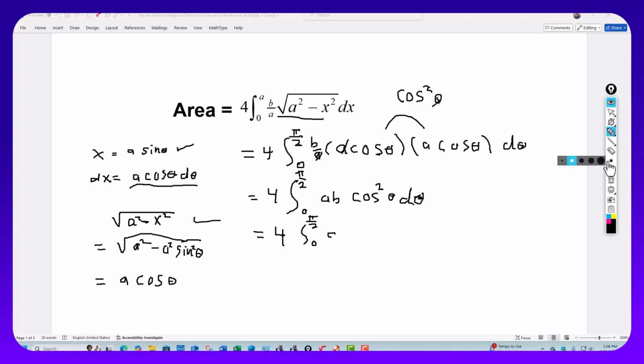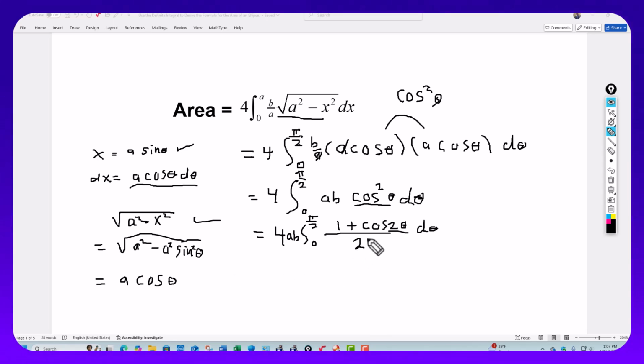And let me go ahead and do this. Since a and b are constant, I'll put them outside the integral. Let's put them out here, ab. So again, for cosine squared theta, we have a formula from trigonometry that says that's the same thing as 1 plus cosine of 2 theta, d theta, over 2.